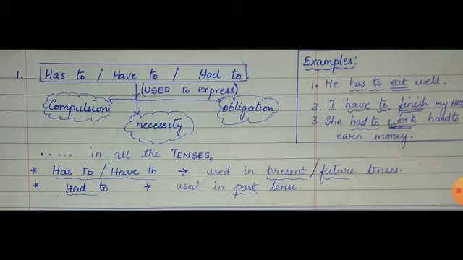Let us look at some examples and understand whether they are used under compulsion, necessity, or obligation. He has to eat well. So this is a compulsion. I have to finish my homework. She had to work hard to earn money.